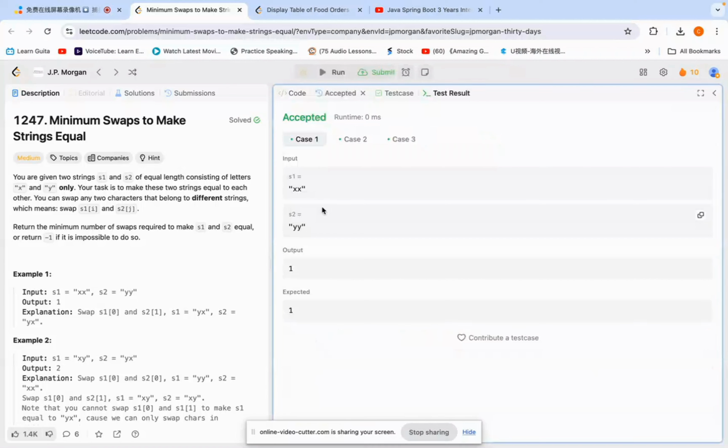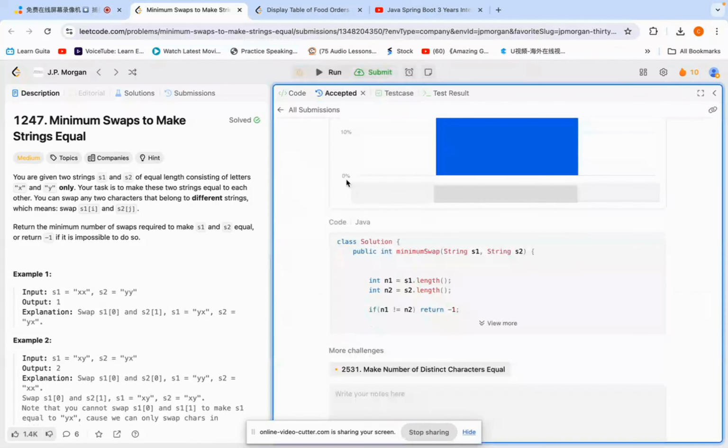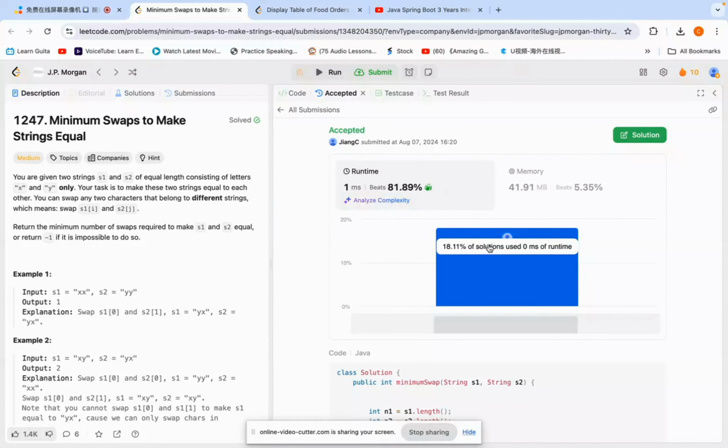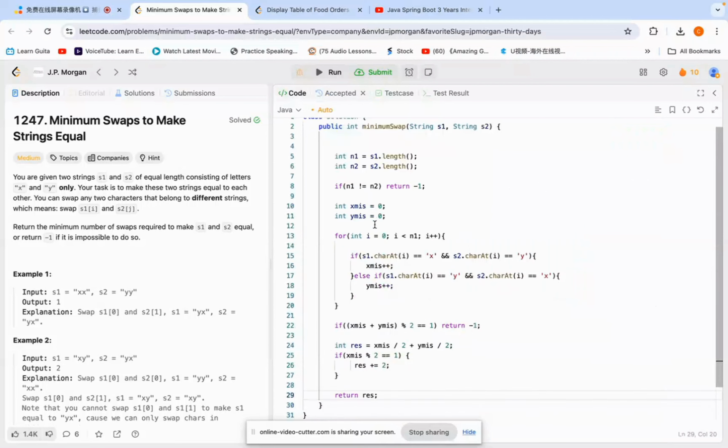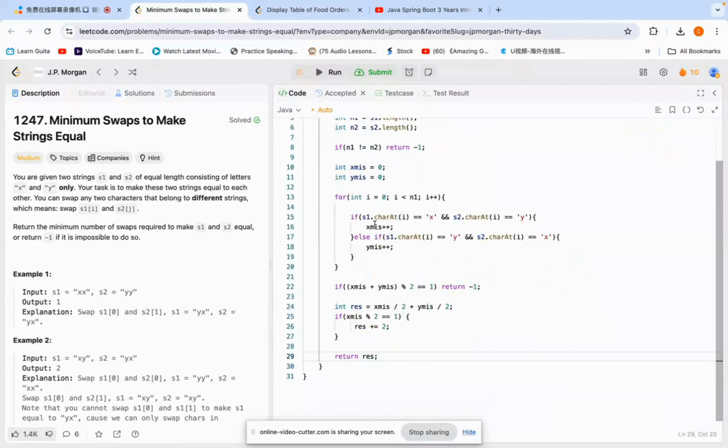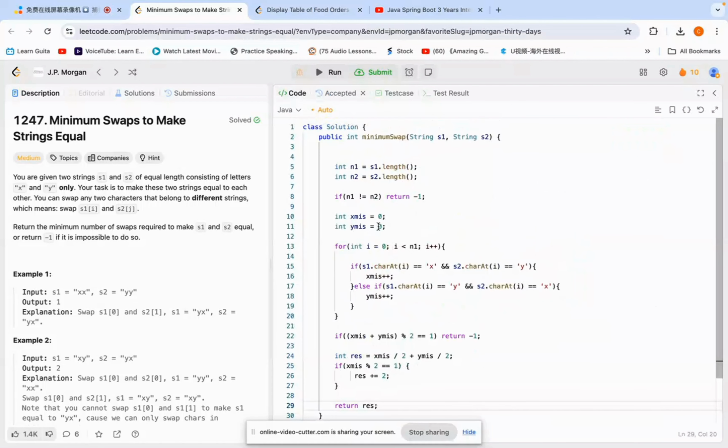You can see it passes the test cases. I would say the time complexity is O(n) and the space complexity is O(1) because I didn't use extra memory here. So thank you for watching this video.